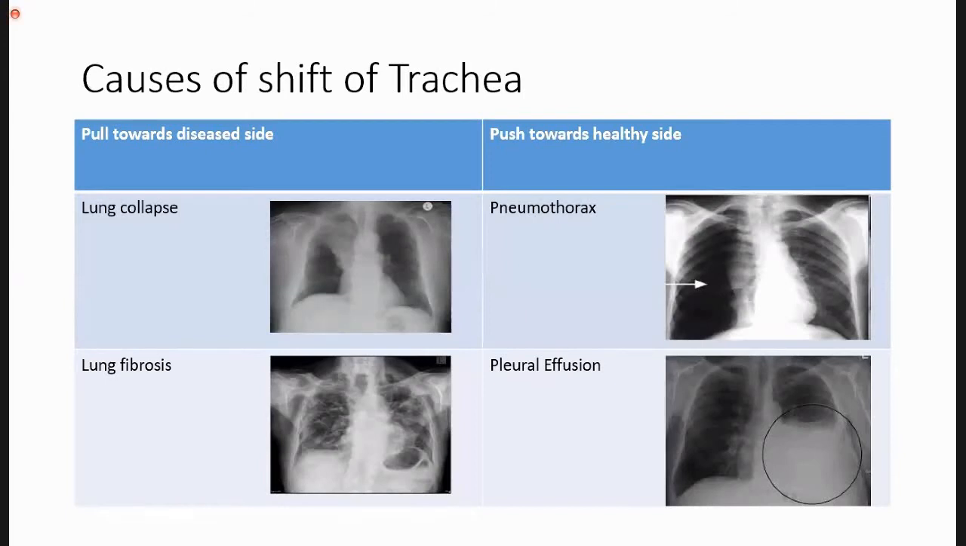Okay. In the video again, we showed you how to palpate for the trachea. There are certain conditions which can either pull the trachea towards the disease side or push the trachea towards the healthy side. I've tried to explain the most common causes with the help of these extra pictures. If there's a lung collapse, it will pull the trachea towards the side where the collapse has taken place. In lung fibrosis, again, the trachea is pulled toward the disease side. But if there is air or fluid inside the diseased lung, the trachea will be pushed towards the healthy side.